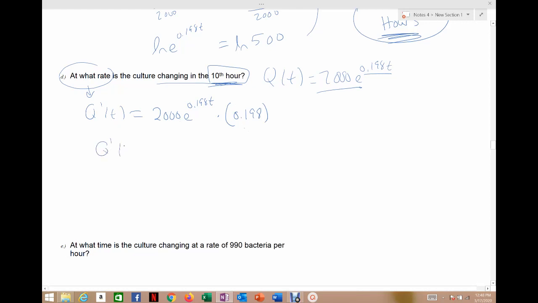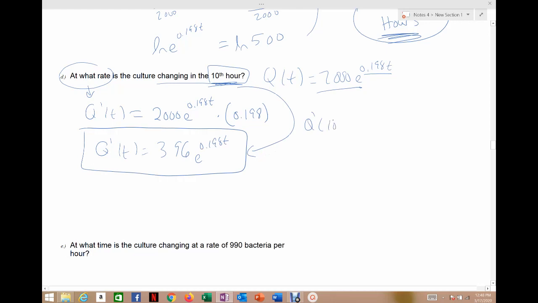And I'll simplify that. I'll take my 0.198 times my 2,000 just to make it a little easier to work with. And so it's going to come out to a nice number, actually, 396 e to the 0.198 times time. So there's my derivative. And now I'm going to plug my 10 into it. So I'm going to take my derivative, plug 10 into it.